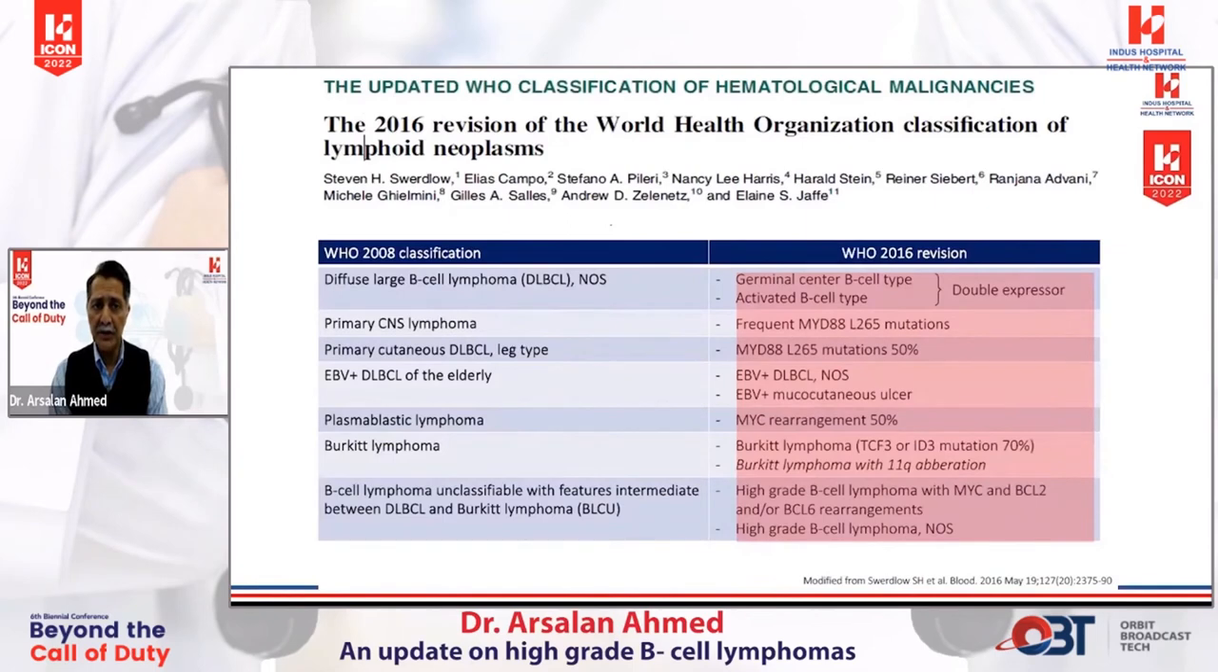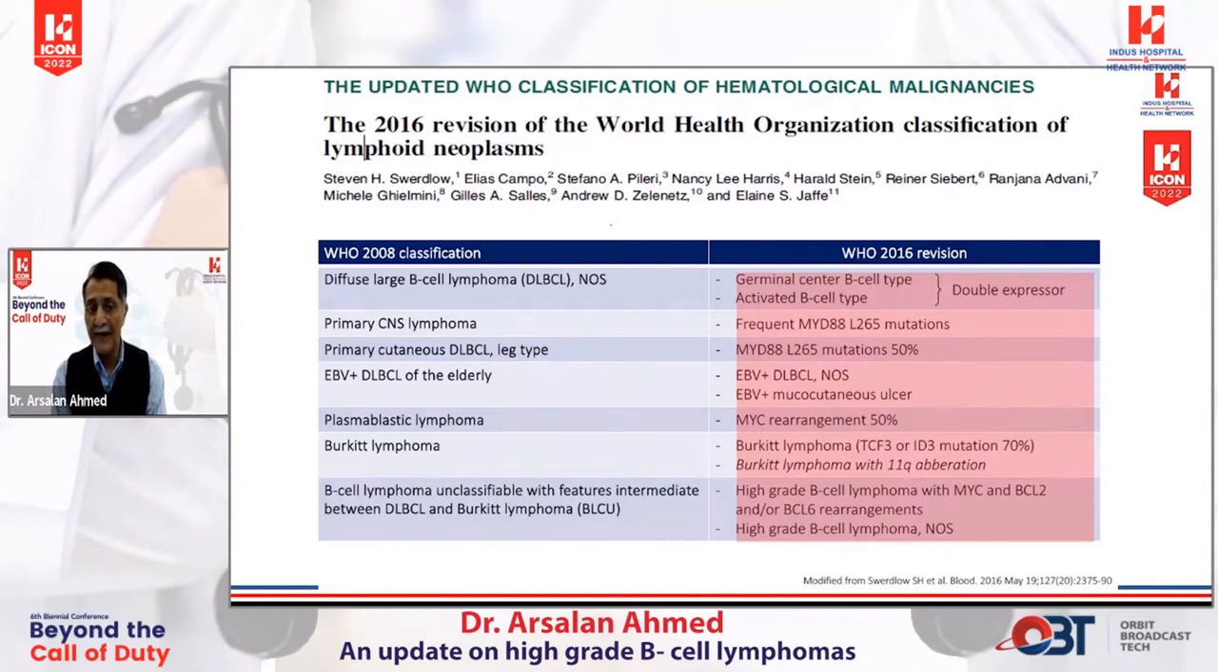Compared to the 2008 WHO classification, I'll just go over the 2016 one quickly. Diffuse large B-cell lymphoma, NOS, in 2008: now you cannot just write NOS, you have to specify whether it's germinal center type or non-GC type, and whether it's double expressor, triple expressor or not. Then primary cutaneous diffuse large B-cell lymphoma, leg type, also has MYD88 L265P mutations in 50% of the cases.